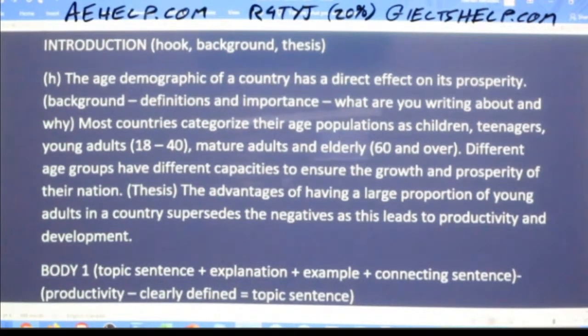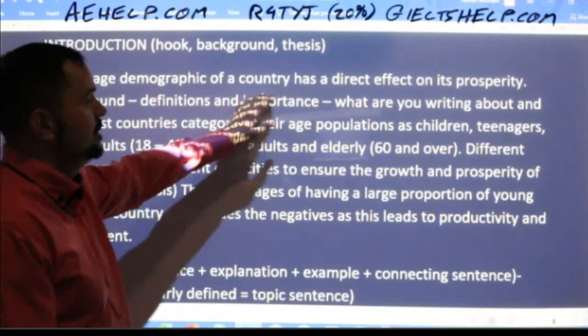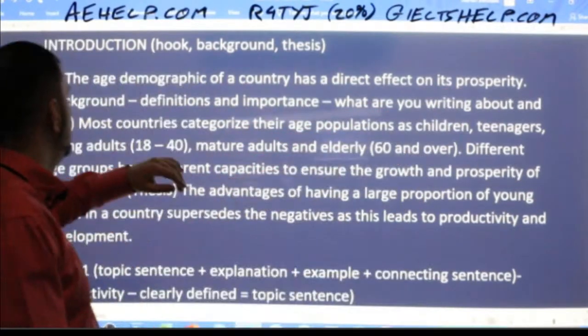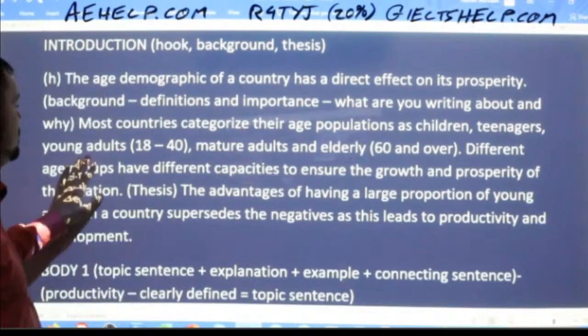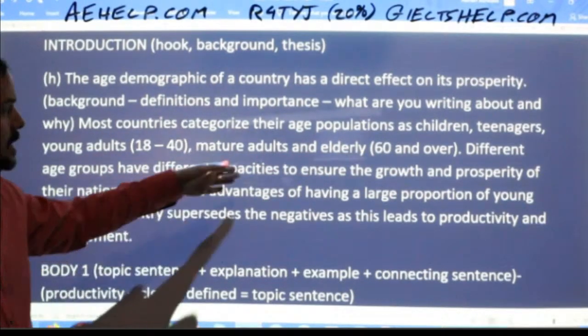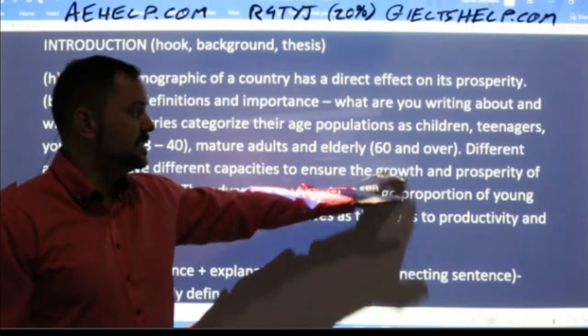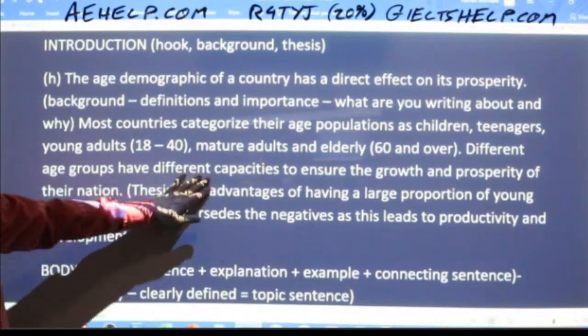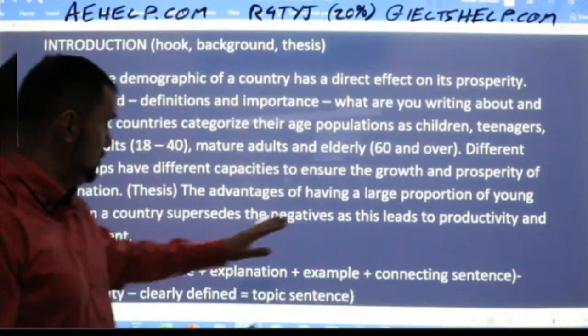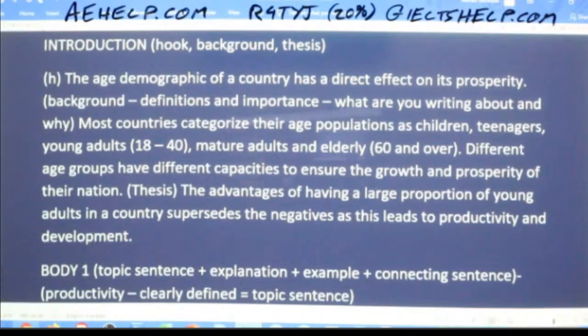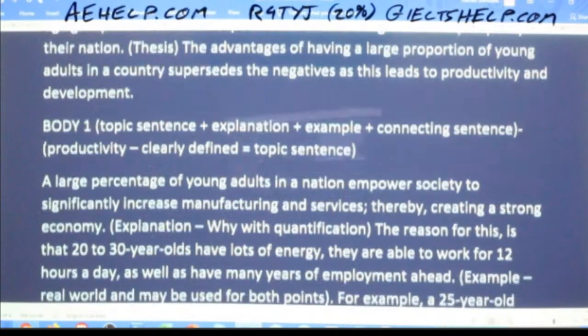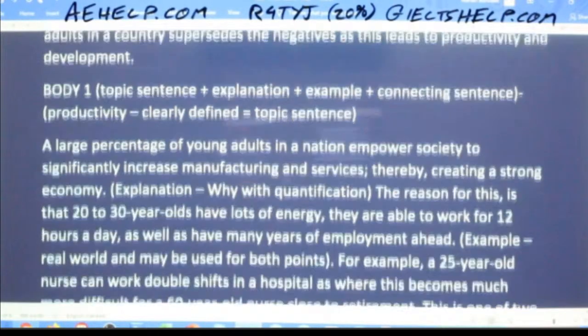Here is our response. The age demographic of a country has a direct effect on its prosperity. Most countries categorize their age populations as children, teenagers, young adults 18 to 40, mature adults, and elderly 60 and over. Different age groups have different capacities to ensure the growth and prosperity of their nation. The advantages of having a large proportion of young adults in a country supersedes the negatives, as this leads to productivity and development.